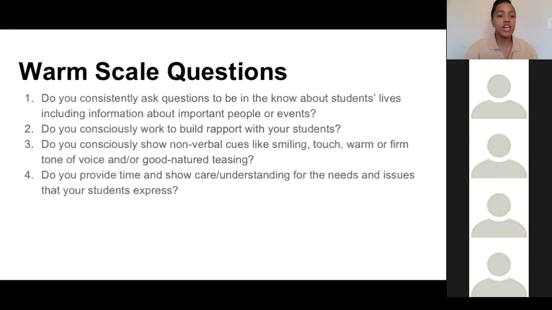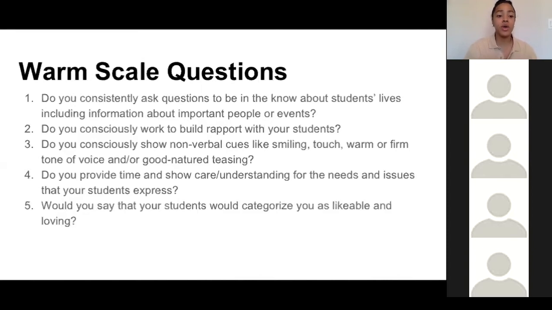Number 4, do you provide time and show care, understanding for the needs and issues that your students express? Is there time on a consistent basis for you to show care or an understanding for the needs and issues that your students express? And number 5, would you say that your students would categorize you as likable and loving? And again, vast majority. And this is for you.